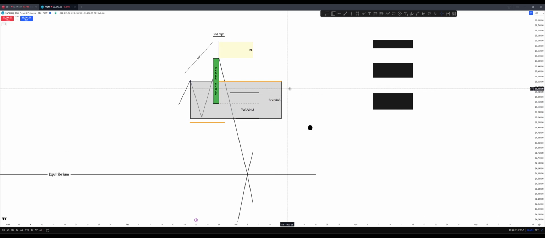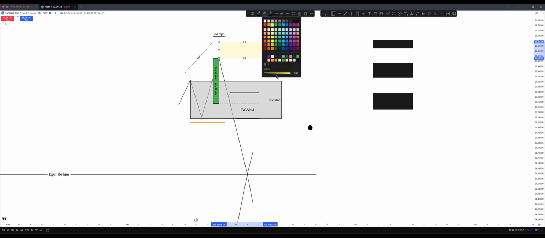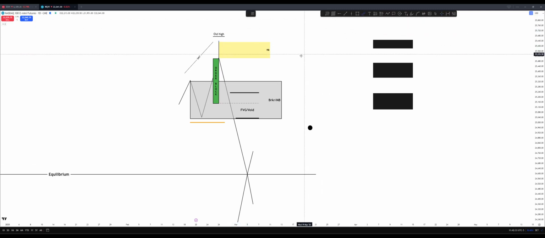All right, so another point is the rejection block. So let's say price comes here, and then drops.